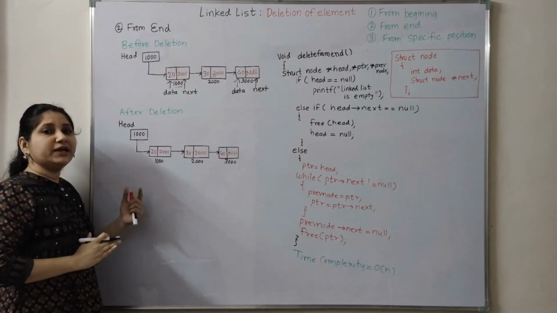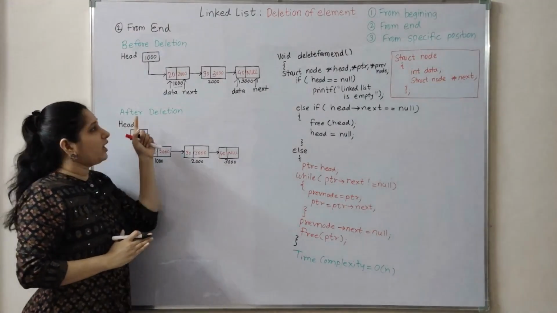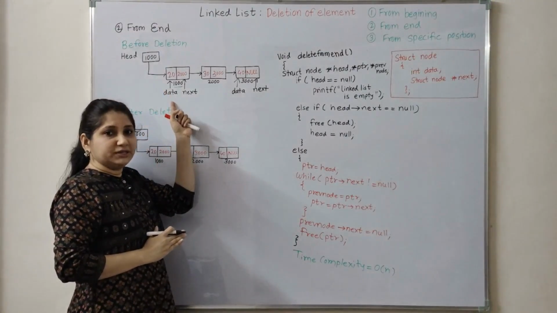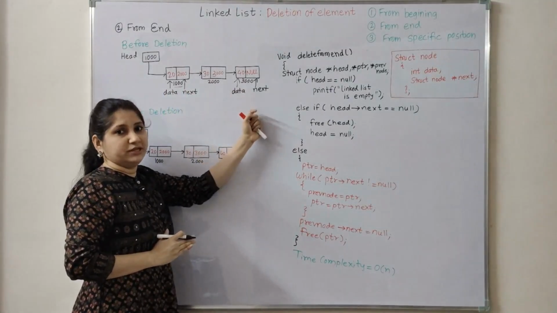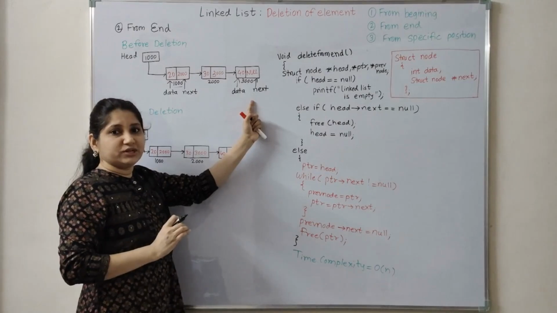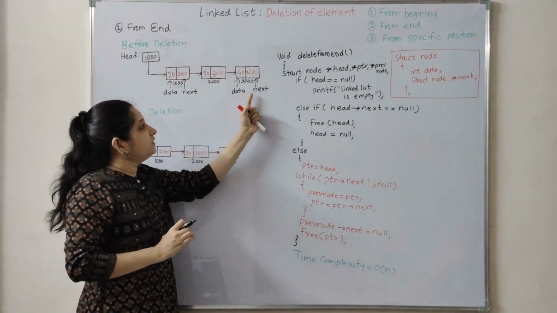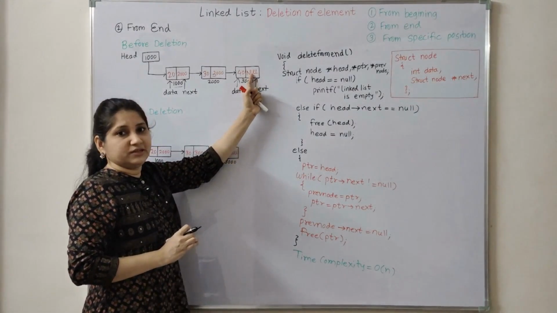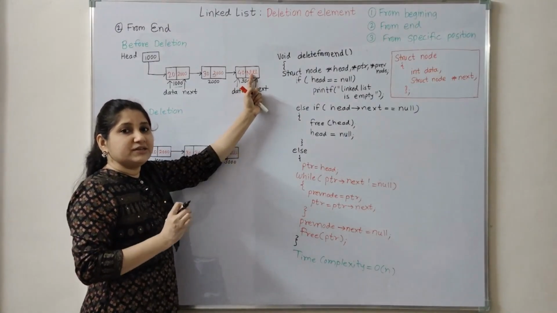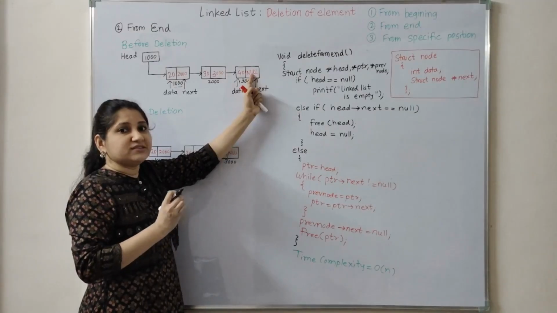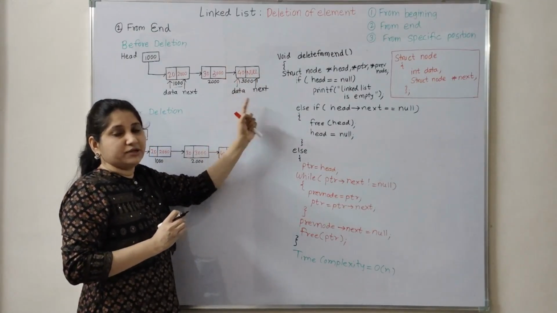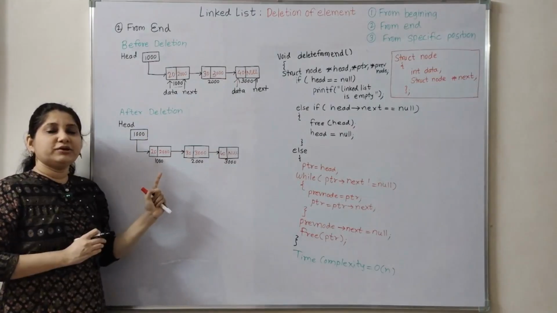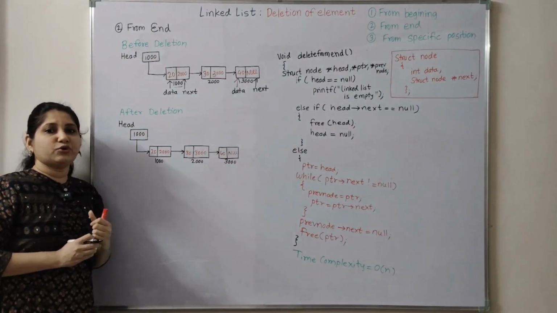So we have to delete the element 40, and we have to traverse from the beginning of the linked list to the end of the linked list. Once we reach the end of the linked list, the next pointer will be null. So we have to find out where the last element is and what the value of that next pointer is. Based on the value of the next pointer, we delete that particular element from the linked list.